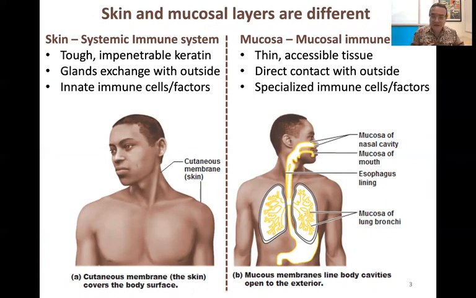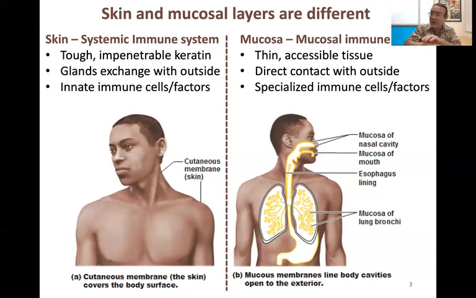Let's talk about our skin first, because that's the easier one to kind of intuitively understand. Our skin, our outer skin, our epidermis is made up of a tough, impenetrable layer or many layers of keratin, right? That comes from the keratinocyte cells that are in our dermal layer, and they make keratin protein. And then after those keratinocytes die, they leave the keratin behind. And we have many, many layers of keratin that provide a tough, impenetrable layer.